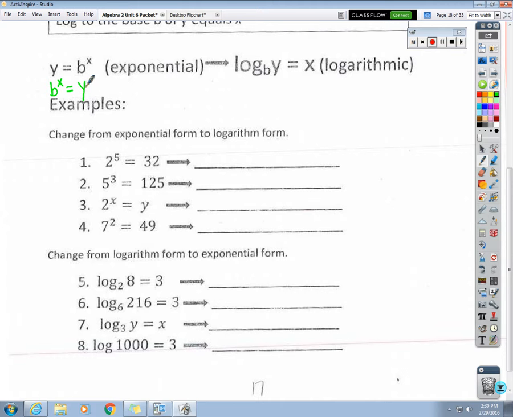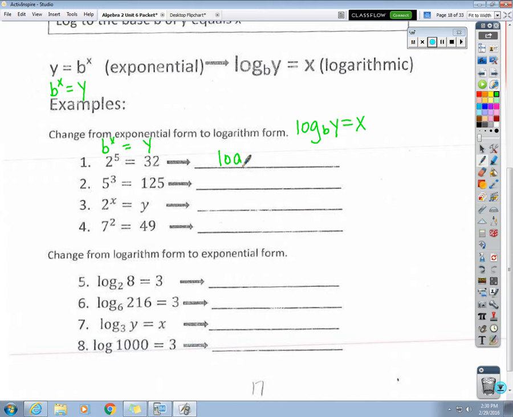Now, the reason that I'm showing you that is because 1 through 4 are all written in that form. b to the x equals y. They want you to rewrite it as a logarithmic form, which is log base b of y equals x. Okay, so obviously when you're rewriting it as a logarithmic function, the first thing you need to write is what?